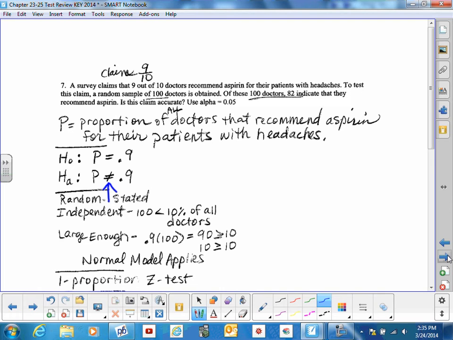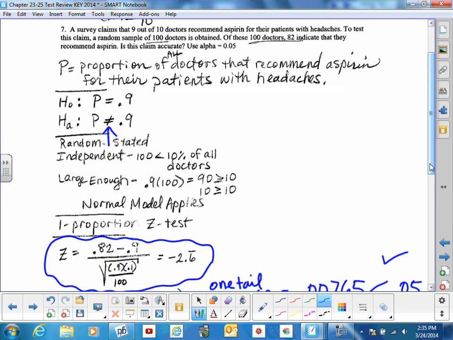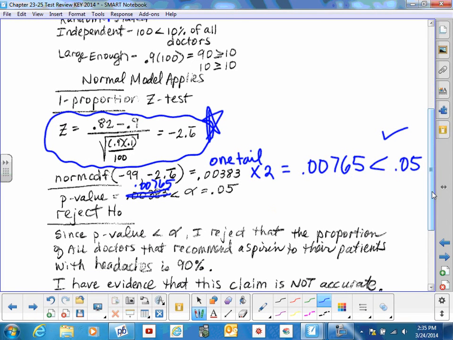Number 7, I have an incorrect p-value on your pink papers, your pink answer keys. So let's talk about that. Number 7 is a 1 proportion problem. I was looking to see that you can actually do the z computations by hand and that you normalcdf for 1 tail. Now, if you had done this in your calculator, it automatically plops out the answer for 2 tails if you put a not equal to in it.